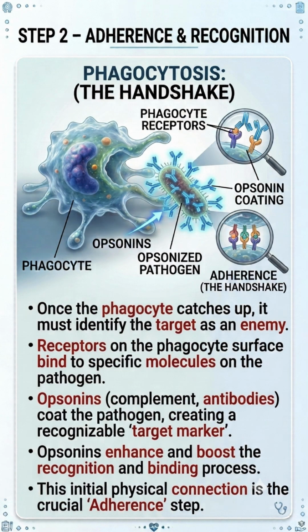Step 2. Adherence and recognition. Phagocytosis, the handshake. Once the phagocyte catches up, it must identify the target as an enemy. Receptors on the phagocyte surface bind to specific molecules on the pathogen. Opsonins, like complement and antibodies, coat the pathogen, creating a recognizable target marker. Opsonins enhance and boost the recognition and binding process. This initial physical connection is the crucial adherence step.